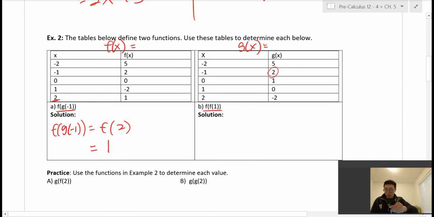Okay. Part B, you could also have a function inside itself, right? So we could have f of f of 1. Same thing, what we need to do first is to figure out what the inside function tells us, which is f of 1. So when x is 1, f is -2, so this becomes f of -2, and f of -2 is simply going to be 5, right? So that's what it means. When x is -2, the y value, f of -2, is going to be 5.